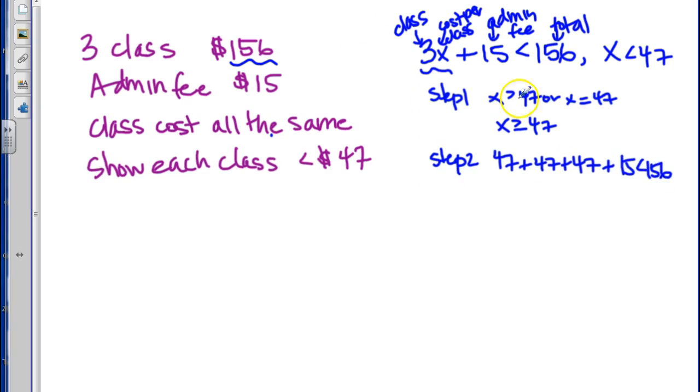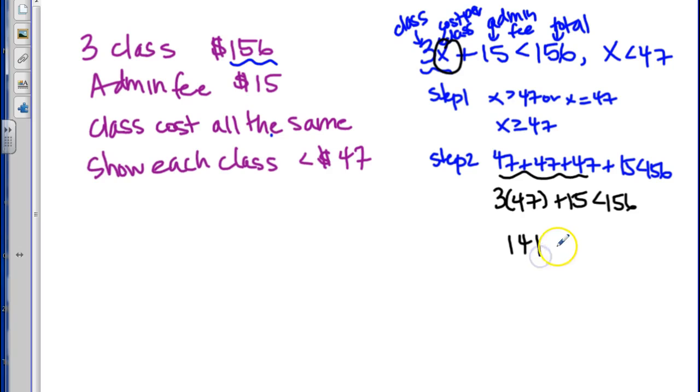Now listen, we could also just say 3 times 47 plus 15 is less than 156. You don't have to write all that out. Let's make this easy. We could just plug it in right there. All right, so 3 times 47, that's 141, plus 15 is supposed to be less than 156. Well, that's actually right at 156. This is not true.